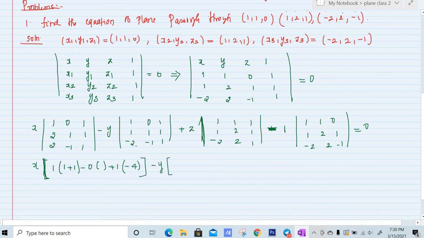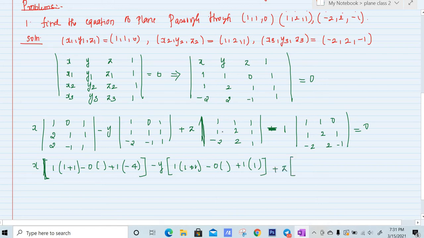So minus y into, to expand this 1, this column will vanish. So we have this 2 cross 2 determinant. So 1 into 1 is 1. This will be minus 1, in between we have minus, so it will be plus 1. So minus 0 into anything is 0. Plus 1 into, if I expand this term, this will be minus 1 plus 2. So minus 1 plus 2 will be plus 1.